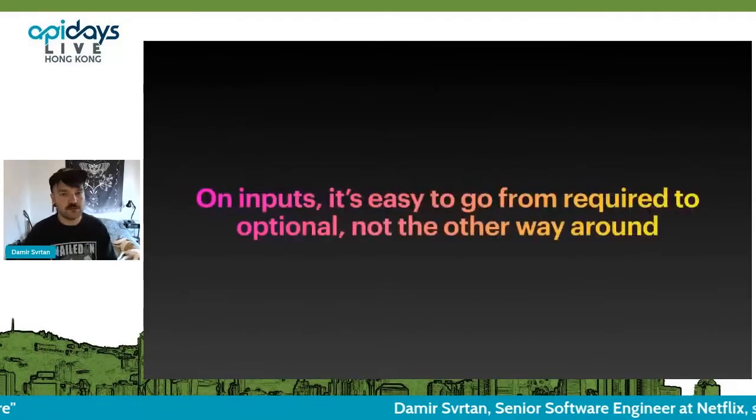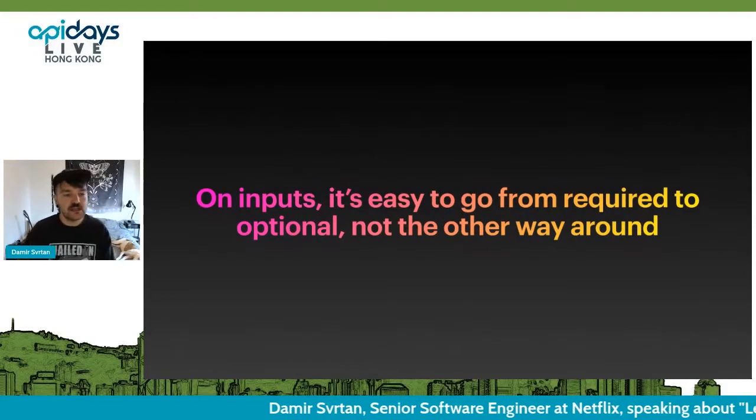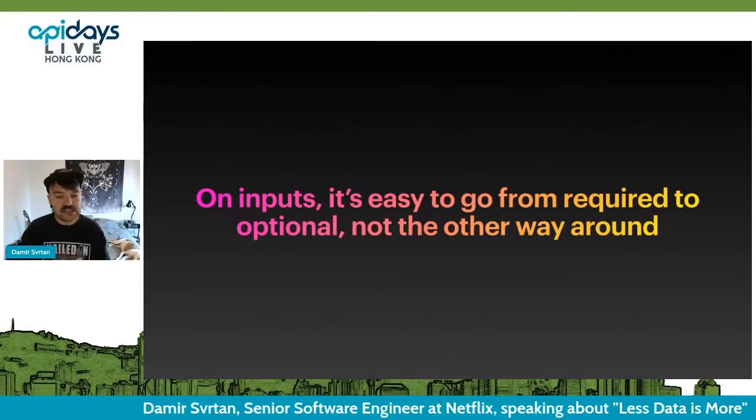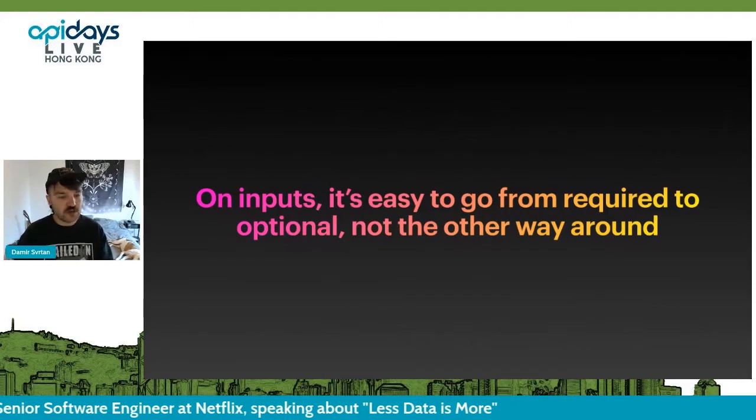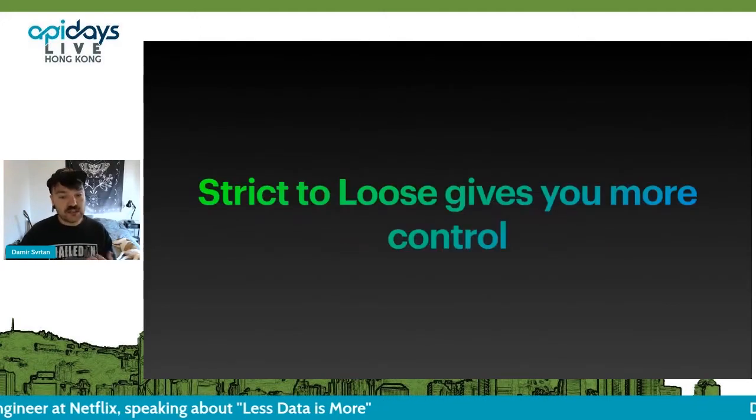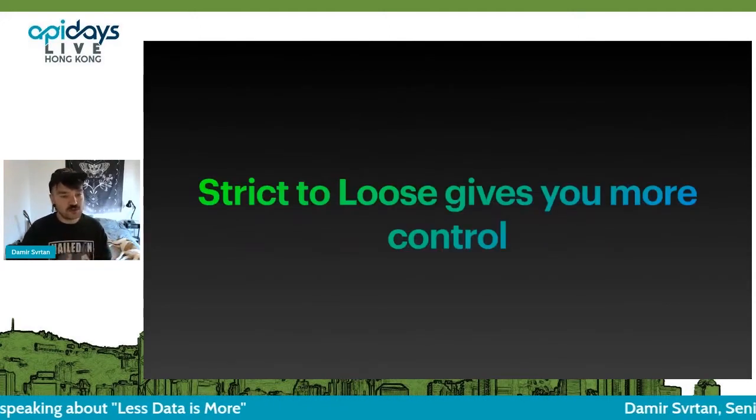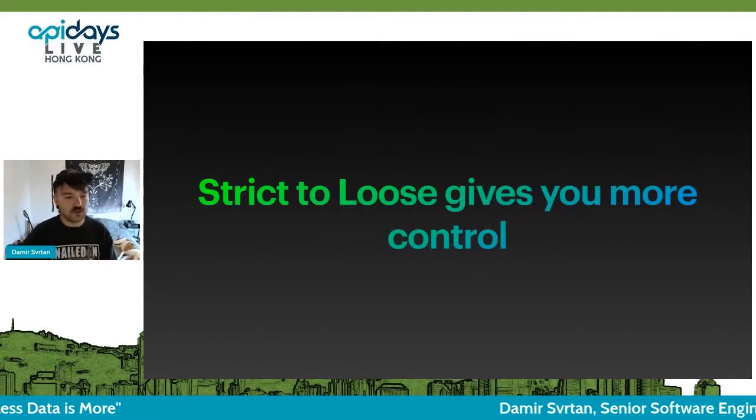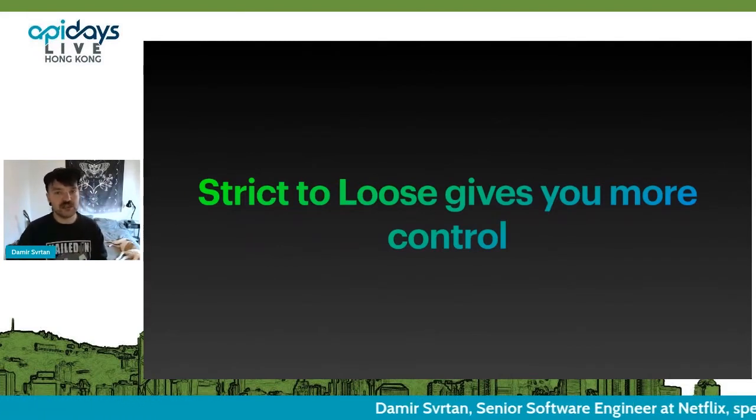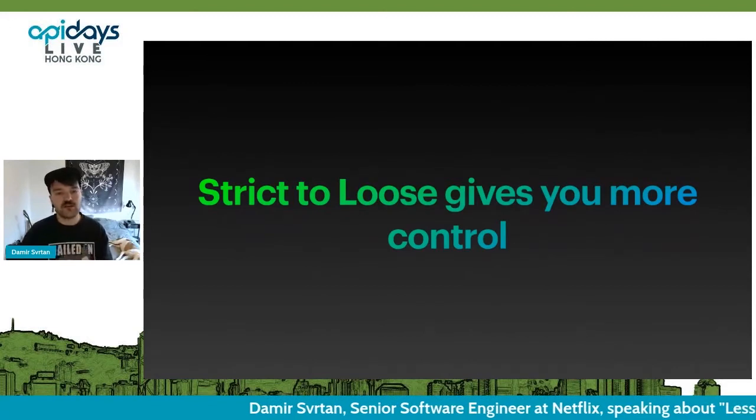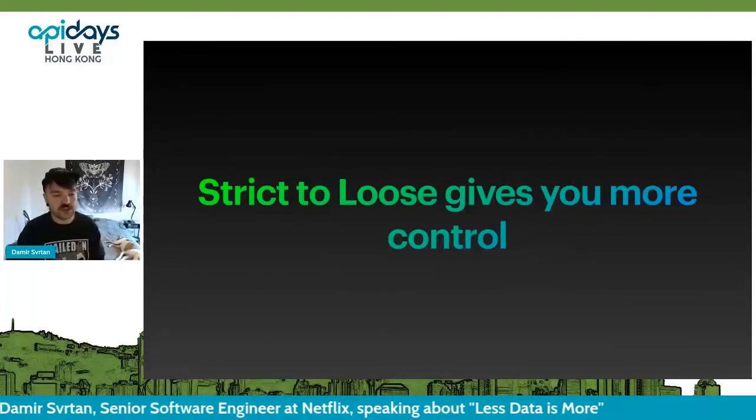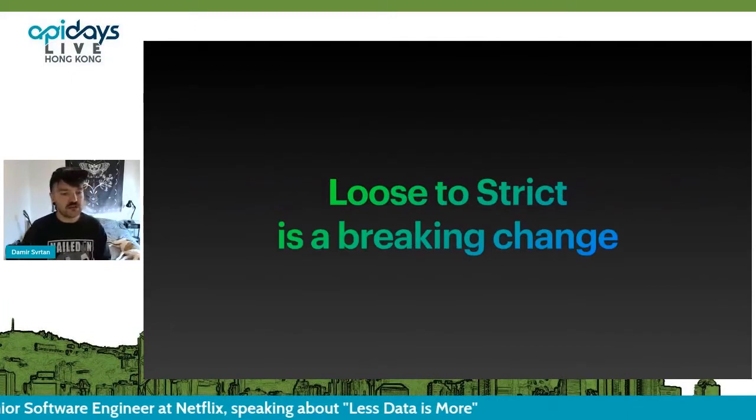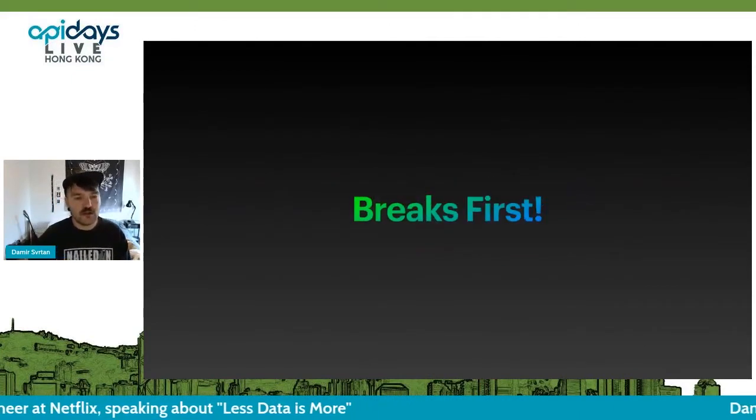So I would say, in general, on inputs, it's easy to go from required to optional. That's not a breaking change. But the other way around, it is. So strict to loose, or required to optional, gives you more control. It gives the client less flexibility, but it's not the flexibility they've ever asked for. It gives you more flexibility in terms of changing, while loose to strict is a breaking change.